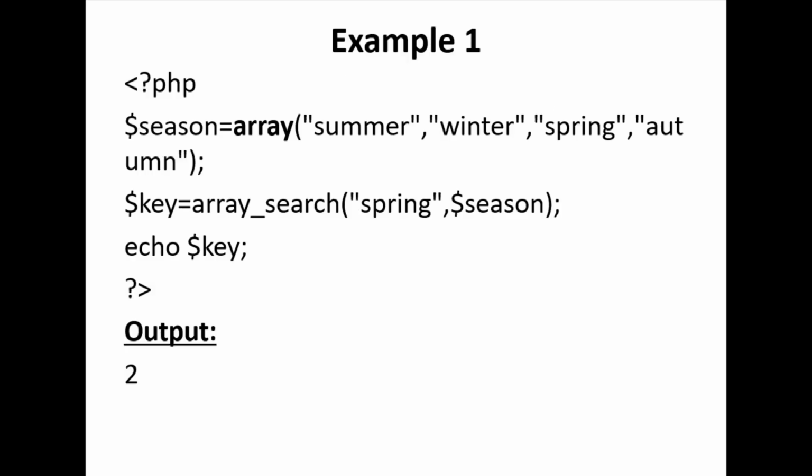For example, $season equals array(summer, winter, spring, autumn). Then $key equals array_search(spring, $season). So what you are mentioning here is that you are searching for spring in the array $season. So echo $key. The output is 2, because spring is at the second position, since array elements start from 0. So summer will be at 0, winter at 1, and spring at 2.